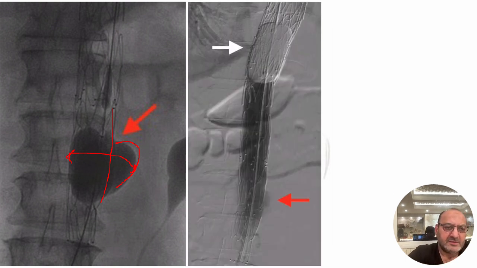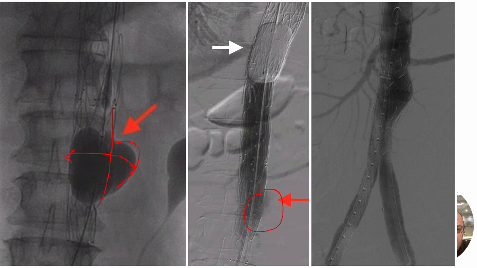And you see what they've done here. They put a balloon here to stop bleeding. You see the bleeding here, and then they ended up doing EVAR on the patient, and they saved the patient. But it happens. We have to be very, very, very careful.